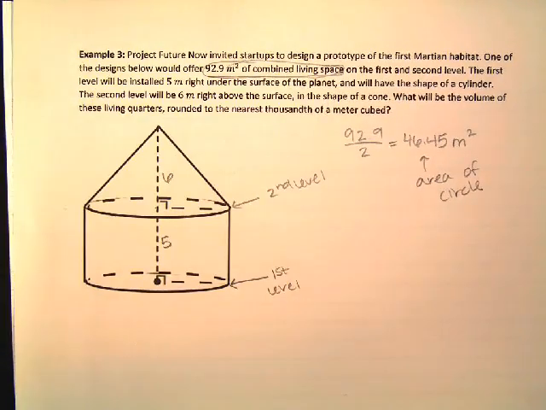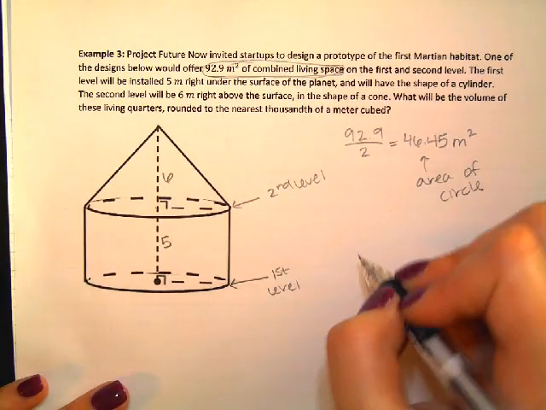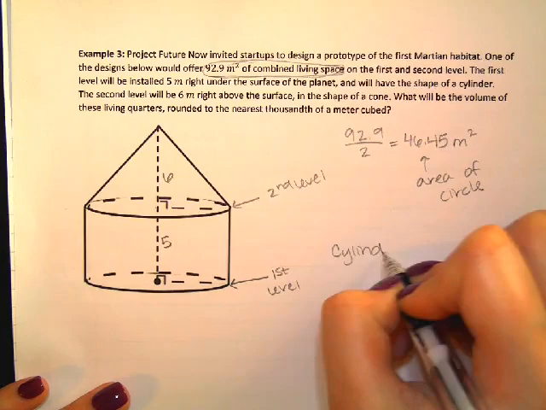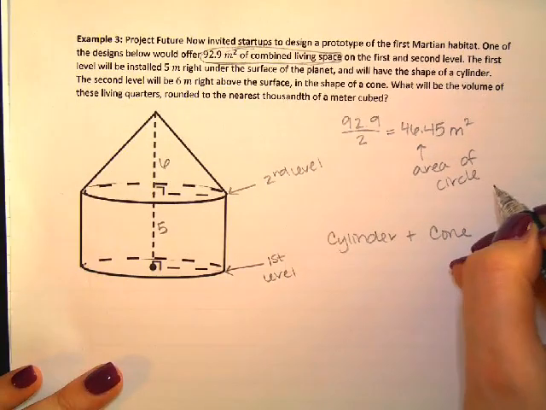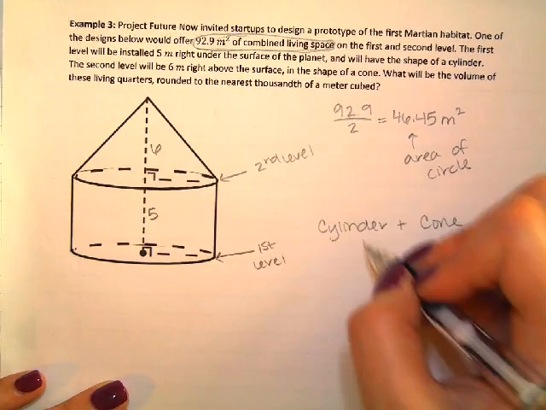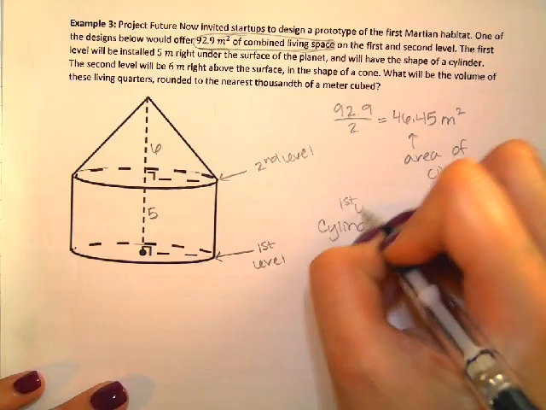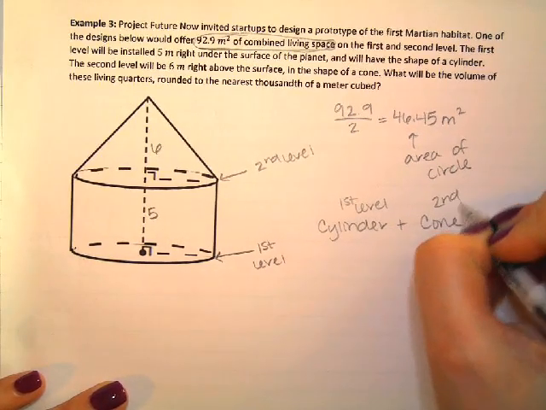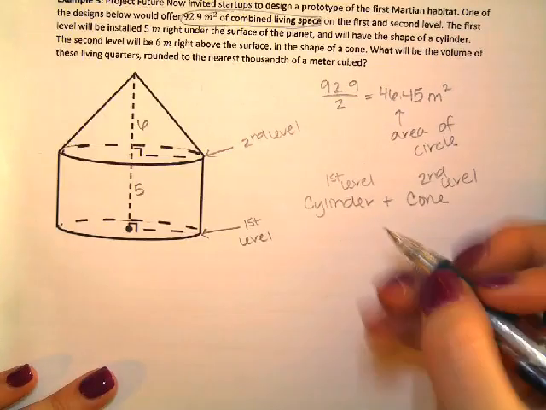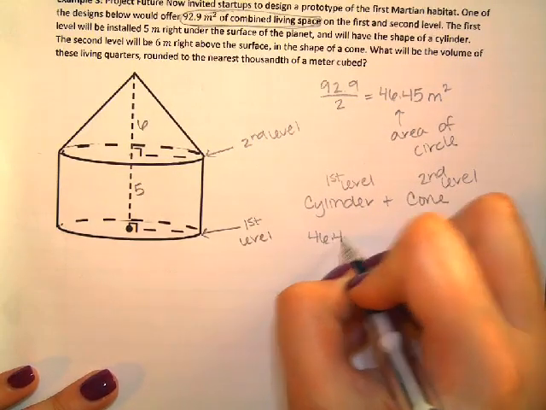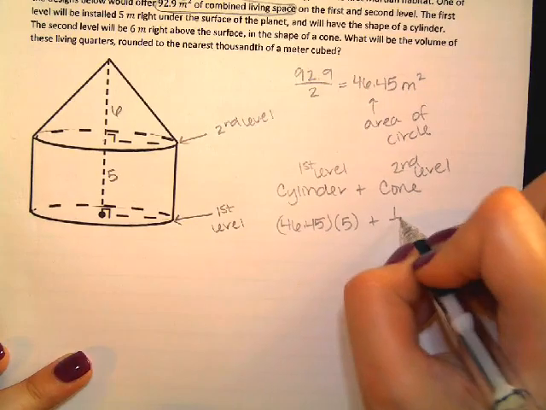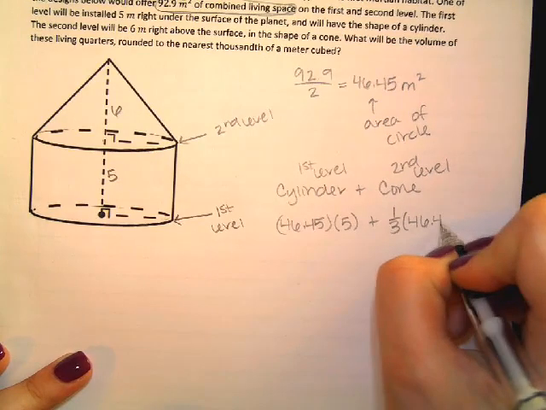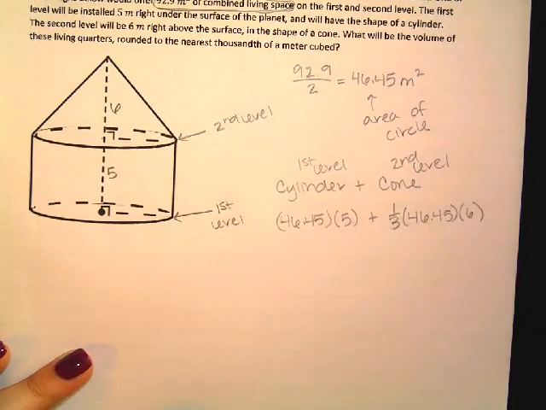All right, so we know that to find the volume of this living space, we have to have the volume of the cylinder plus the volume of the cone. Volume of the cylinder plus the volume of the cone. And so the cylinder, that's the first level. The cone, that's the second level. So the volume of a cylinder is the area of the base multiplied by the height. The volume of a cone is 1/3 times the area of the base multiplied by the height.